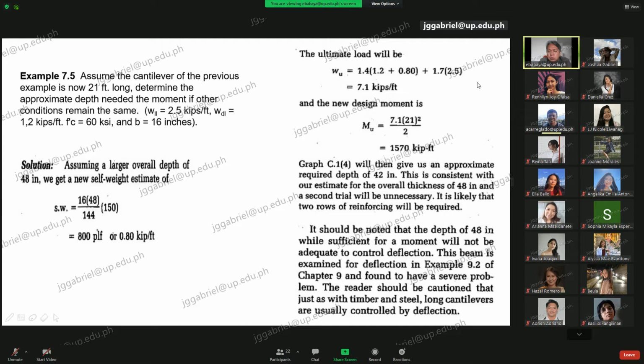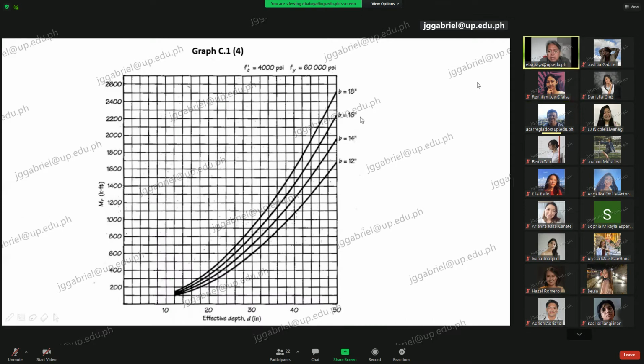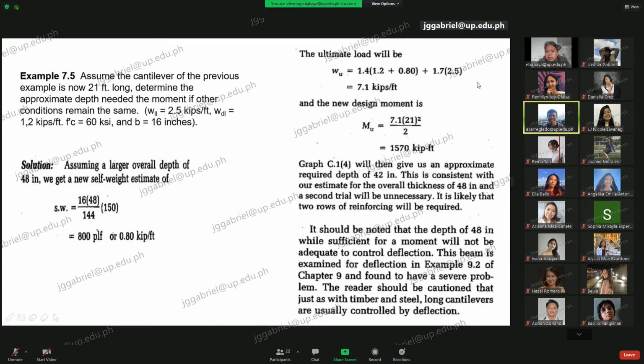Now, if we use the graph, again RB is 16 inches. Ultimate moment is 1,570, so that's around here, 1,570, so it's here, so your depth would be around 38, not 38 or 39. Now, so, appropriate required depth of 42.